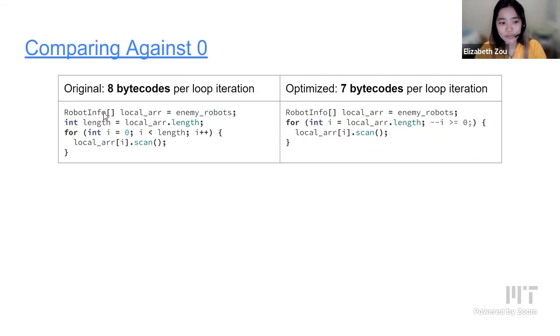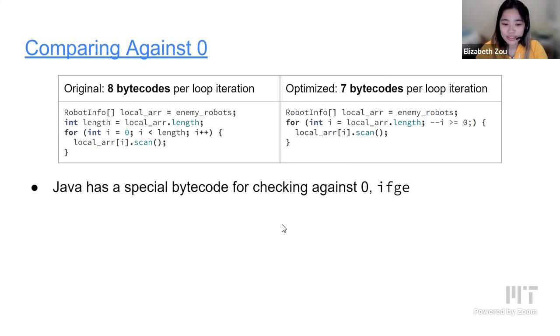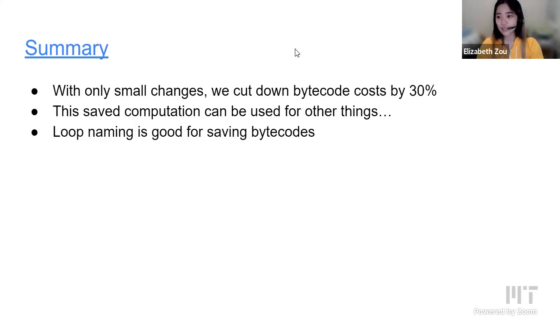And going from this one to this one, you also don't need to pre-compute length again, because you're only using it once. And by doing this, you started with 10 bytecodes per loop iteration, and then you cut it down to 7 per loop iteration. And that is actually 30% of your bytecode cost. So that's quite significant.